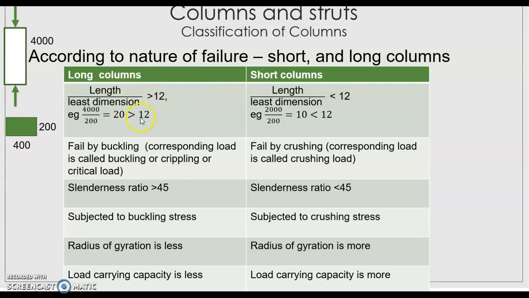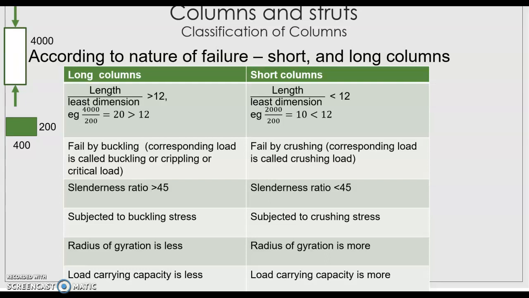Another example, the same size of column, but with the length, instead of 4000, we take 2000. Length of the column is 2000, the least lateral dimension is 200. So 2000 divided by 200 is 10, which is less than 12, so it is a short column.